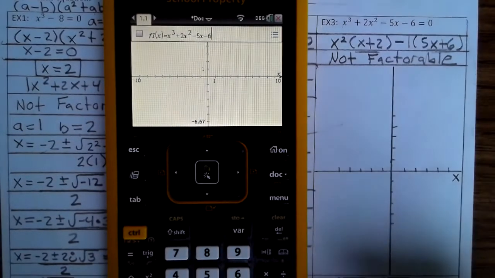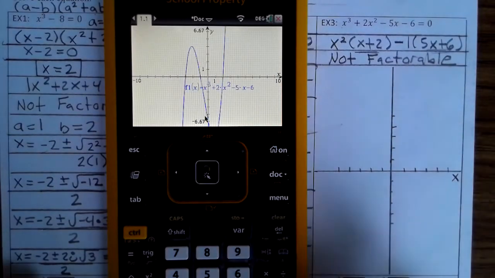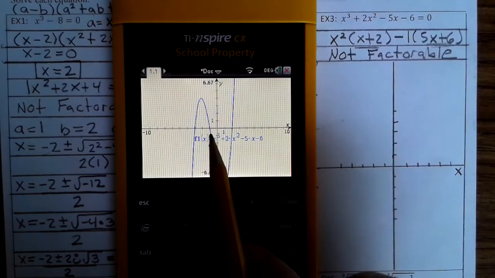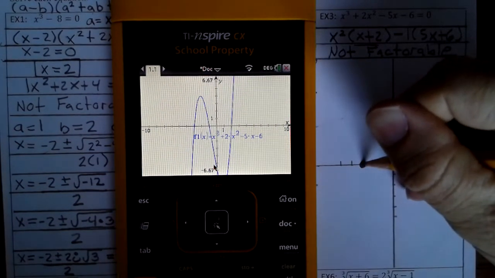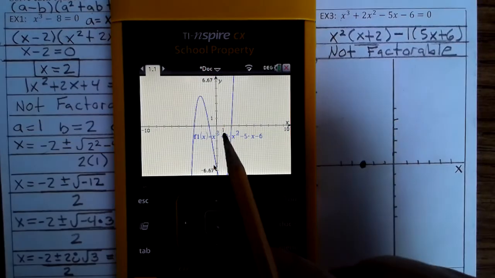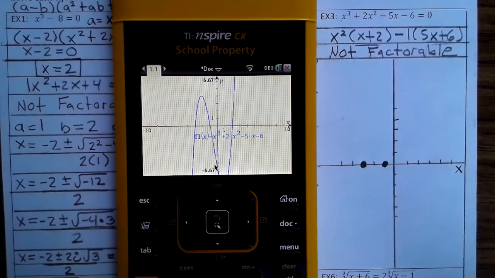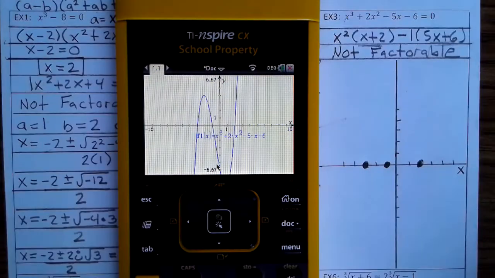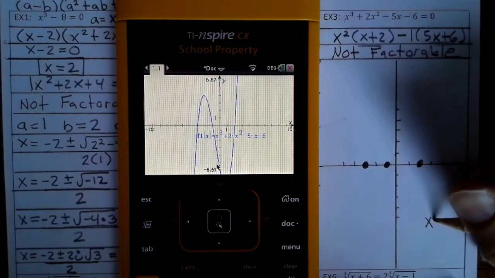So it crosses at negative 3, negative 2, and at negative 1, and it crosses at positive 2. So our answers are x equals negative 3, x equals negative 2, and x equals 2.